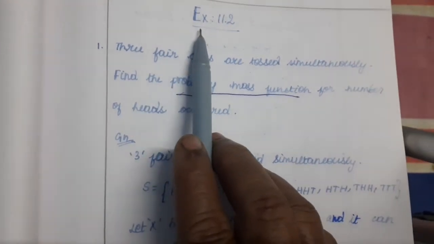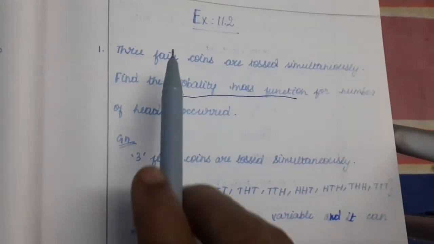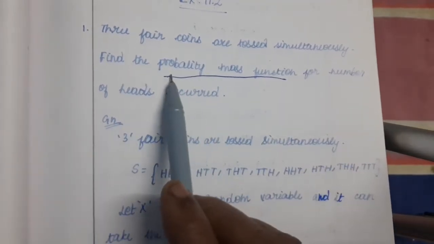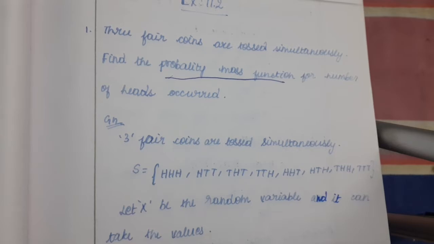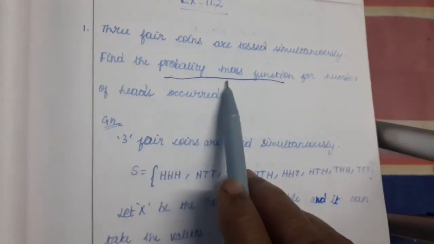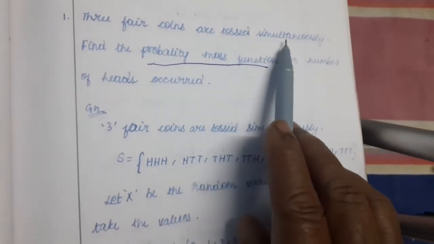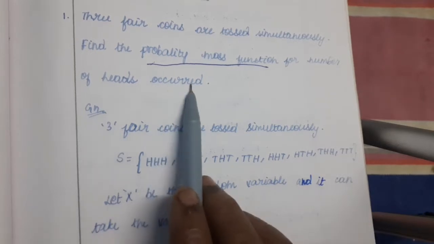For the second video, I am going to start exercise number 11.2. Three fair coins are tossed simultaneously. Here for the first exercise, we learned about the random variable as well as the number of points in its inverse image. Here we need the probability mass function. Find the probability mass function for the number of heads occurred.